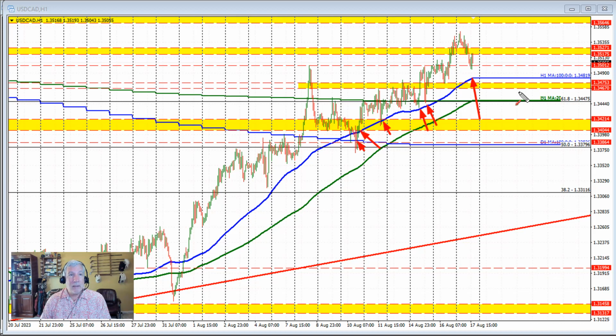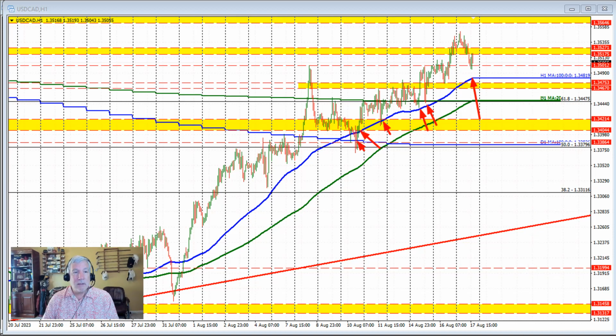If not, then guess what? The buyers are still in control. So we are seeing a rotation to the downside in the dollar versus Canada trading here today, but there's work to do to prove that the sellers can take more control. That's a look at that currency pair.